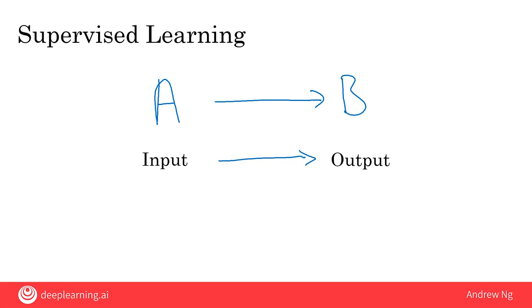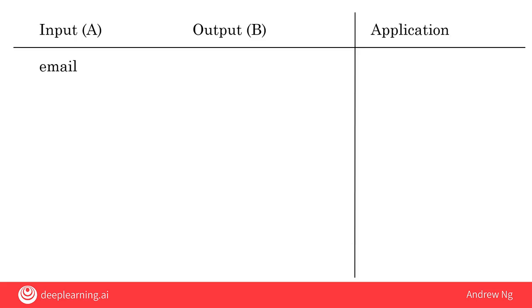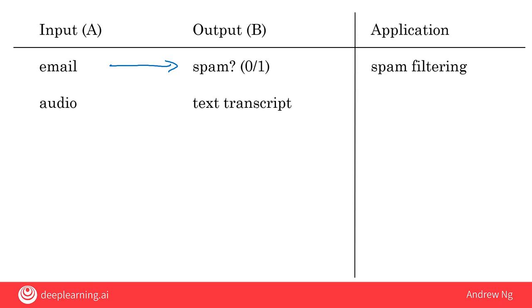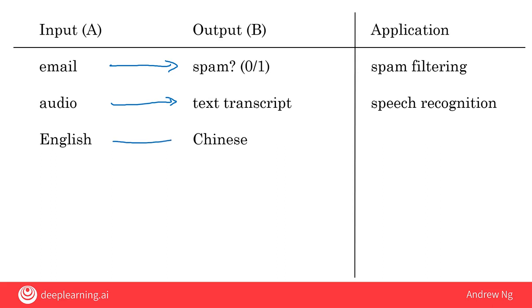Let's see some examples. If the input A is an email and the output B you want is, is this email spam or not, 0 or 1, then this is the core piece of AI used to build a spam filter. Or if the input A is an audio clip and the AI's job is to output the text transcript, then this is speech recognition. More examples, if you want to input English and have it output a different language, Chinese, Spanish, something else, then this is machine translation.